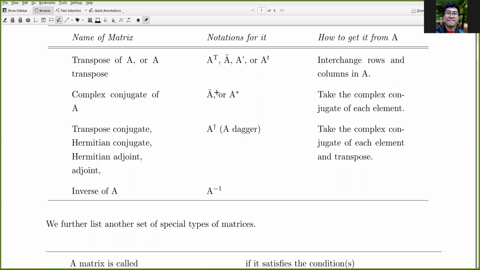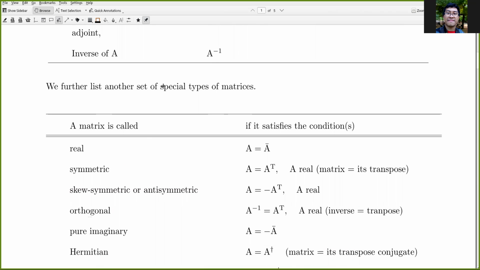For complex conjugate, A bar or A star or asterisk, we take the complex conjugate of each element. The transpose is also called Hermitian conjugate or Hermitian adjoint or adjoint. It's a dagger. So this here is read as, or it's called dagger. Take the complex conjugate of each element and the transpose. And finally, the inverse of A in symbols is A inverse. We have discussed this before.